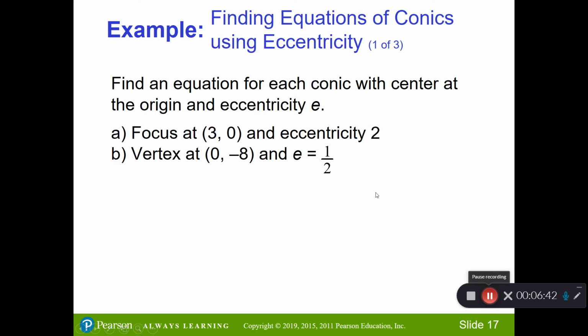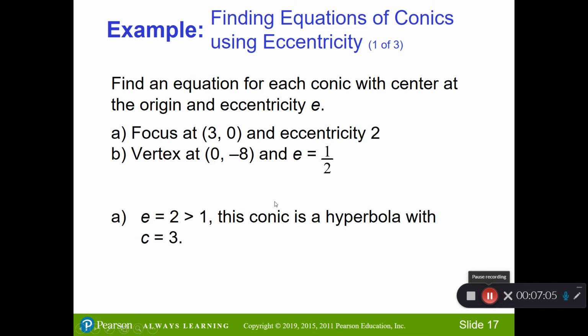All right, now I want to find an equation for each conic with the center at the origin and the given eccentricity. So here, if my focus is at 3, 0 and my eccentricity is 2, well, that's bigger than 1, so I immediately know it's a hyperbola. So we're going to use this information to get the equation. This eccentricity is between 0 and 1, so I immediately know it's an ellipse. So we're going to use this information to get the equation.